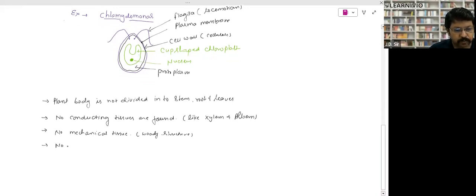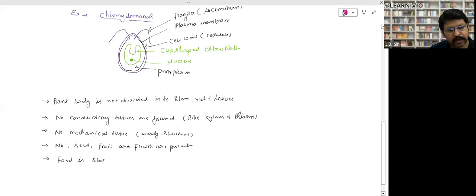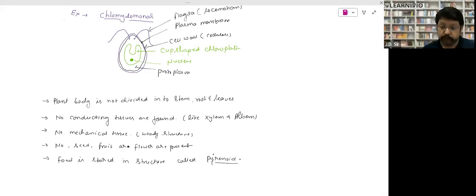No seed, fruit, or flower is present, right? Last but not the least, food is stored in a structure called pyrenoid. You have to remember that pyrenoid. So pyrenoid is a structure where the food is stored in the algae.